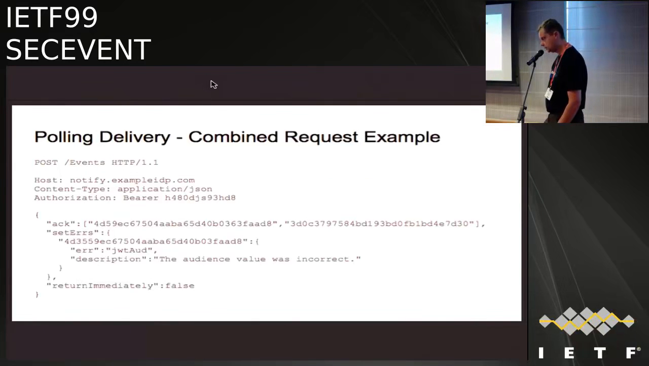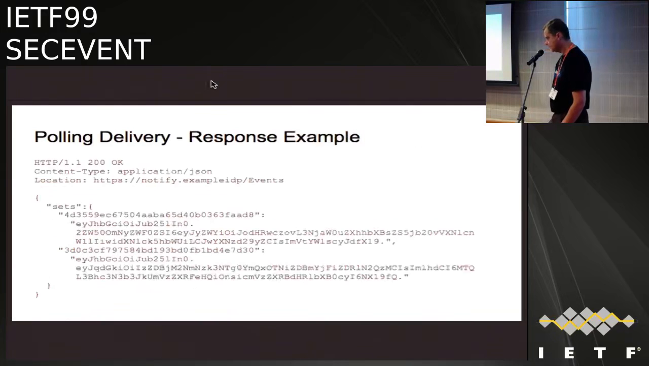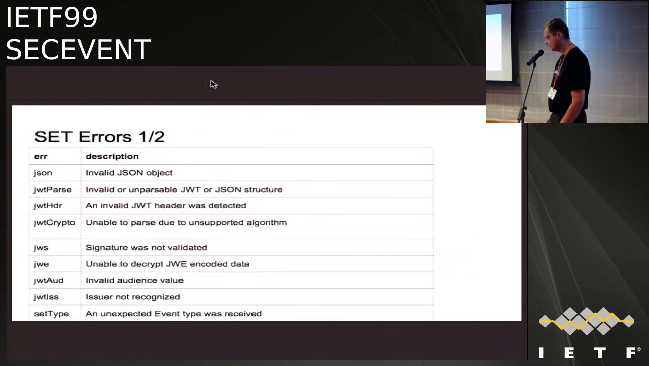And here is an example of a combined request, where it acknowledges some of the previous ones, signals some errors, and it's asking for long poll. And the response, it's sending the list of new sets. These are the error codes. It's split on 2 pages. Next page.